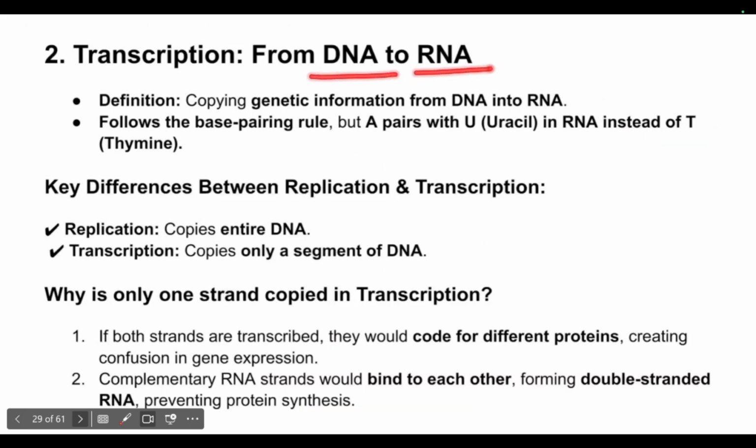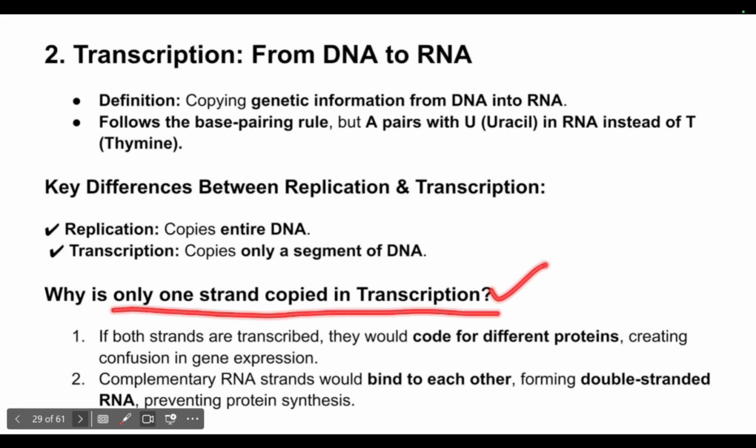Transcription, that is the formation of RNA from DNA, also follows the base pairing rule. Here A, adenine, will pair with U because we know that in RNA there is no thymine. So A instead of thymine will now pair with uracil. The main difference between replication and transcription is that in replication, the entire DNA is copied, but in transcription only a segment of DNA is copied. Also, in case of DNA, both the strands act as the template, whereas in this case only one strand will act as the template.